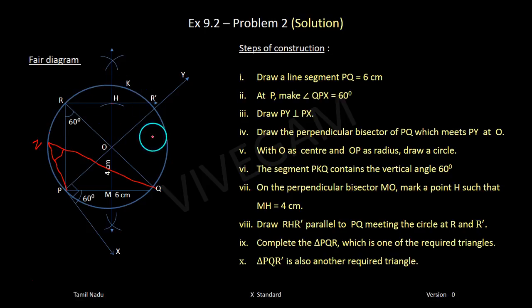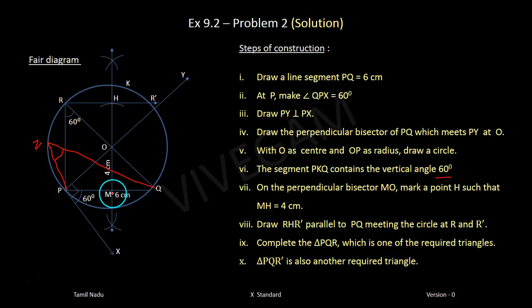PKQ is an alternate segment, containing the vertical angle of 60 degrees. So any point on this segment, if you connect it to P and Q, will subtend an angle of 60 degrees. That is as per the tangent chord theorem. But we want to also have an altitude of 4 centimeter. So on the perpendicular bisector MO, mark a point H such that MH equal to 4 centimeter.